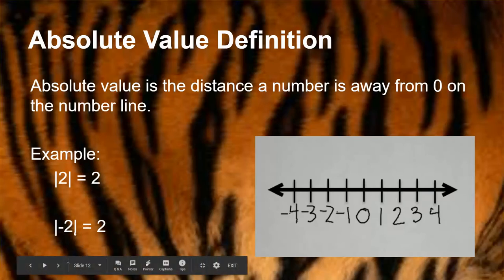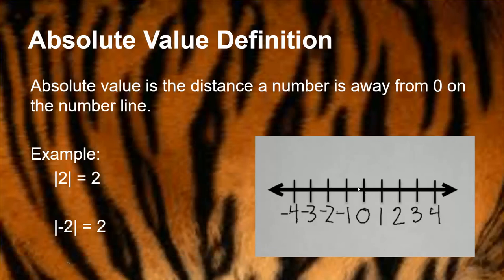If I see the absolute value of -2, that is 1, 2 spaces away from 0, so the absolute value is also 2. See how the distances are the same? So absolute value is a distance.